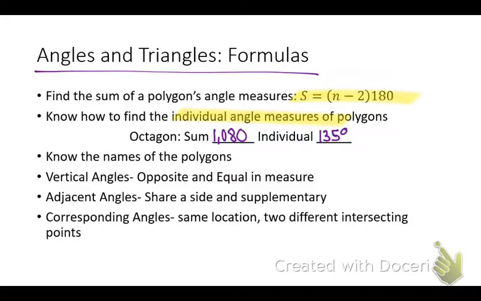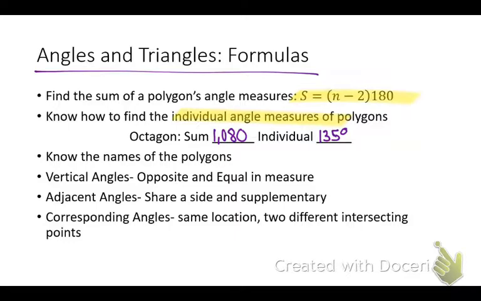Okay? All right, now, the names of your polygons. What's a five-sided polygon called? A pentagon. What about six-sided? Hexagon. Seven-sided. Heptagon. Eight-sided. Octagon. Okay? All right, one of those is going to be on your exam.